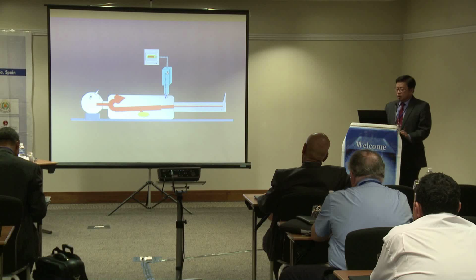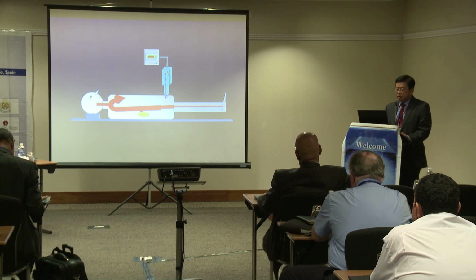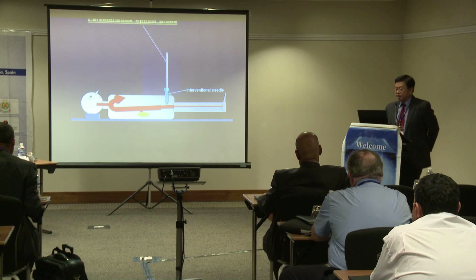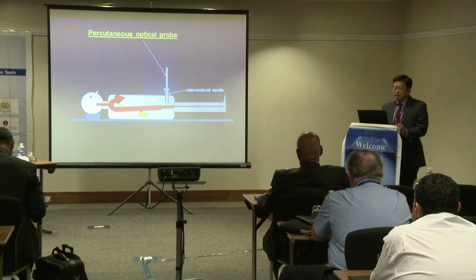For deeply located arteries, such as the iliac arteries, the abdominal aorta, or renal arteries, it's difficult to use surface optical imaging to do this. I should mention that we have interventional procedures. We can send the needle and guide this percutaneous optical probe to get the imaging.